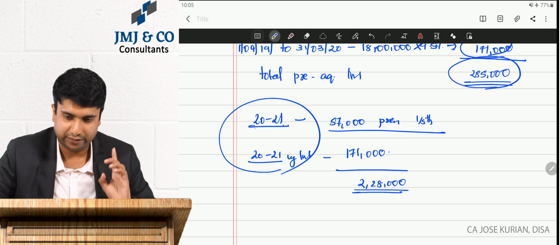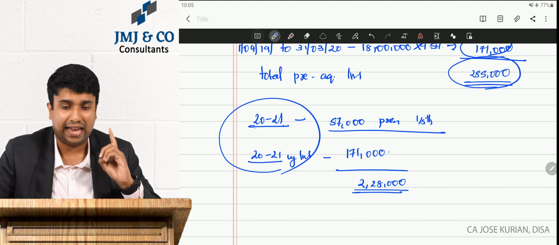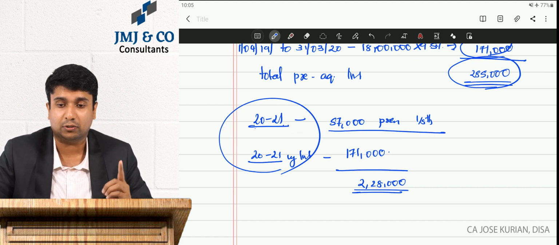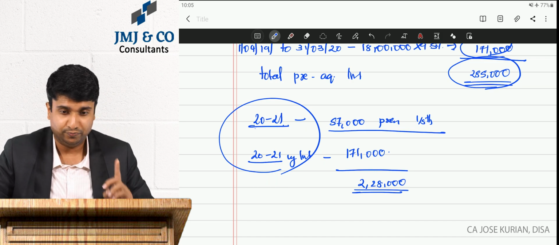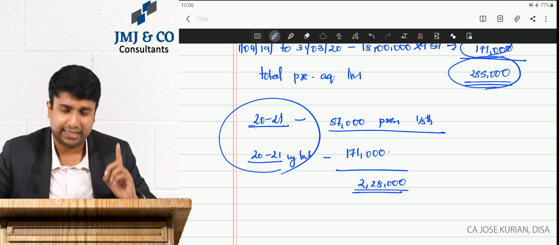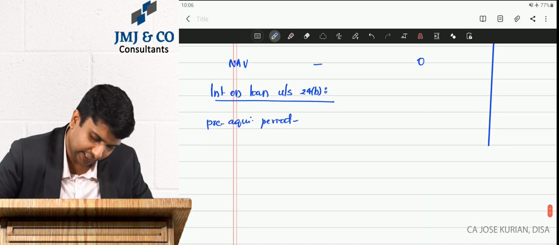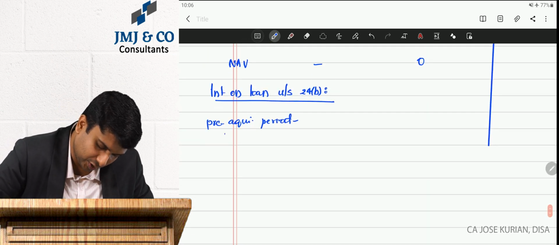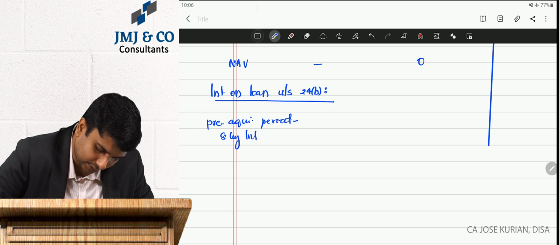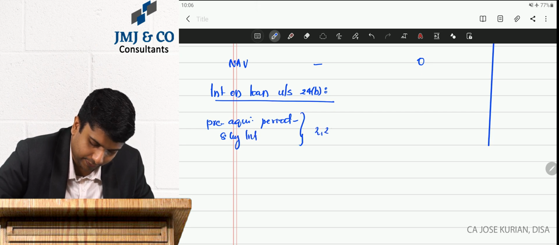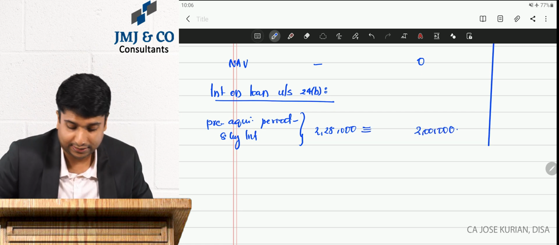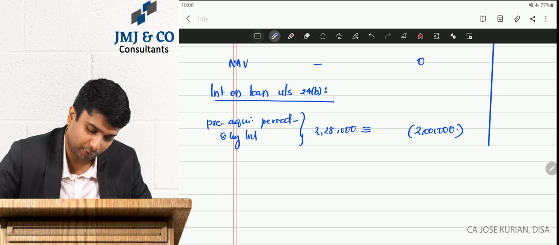Now friends, being a self-occupied property, can you claim this entire 2,28,000 as a deduction? The answer is no. You cannot claim that entire 2,28,000 as a deduction. So the deduction is restricted to 2 lakh. Even though the pre-acquisition and current year interest total 2,28,000, it is restricted to 2 lakh. 2 lakh is the maximum amount of deduction that we can claim for a self-occupied property.